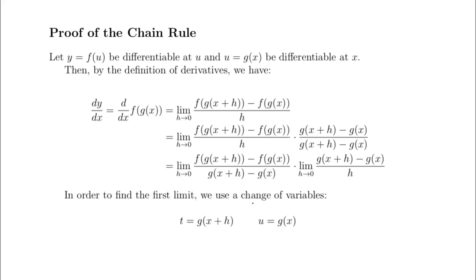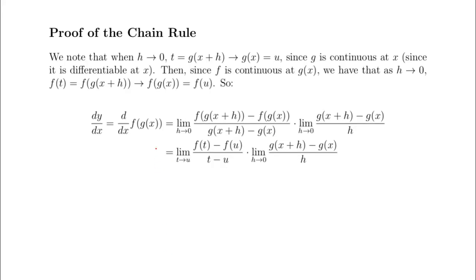All right, so in order to do that first limit, we're going to use another change of variables. Oh my goodness, so many changes of variables. We're going to look at t equals g of x plus h. So we're going to call this thing here t, and this thing here t. And then we're going to say g of x is u, so that's going to be u, and that's going to be u. So we'll really have f of t minus f of u over t minus u, and then we have to figure out how this limit as h goes to 0 is going to work.